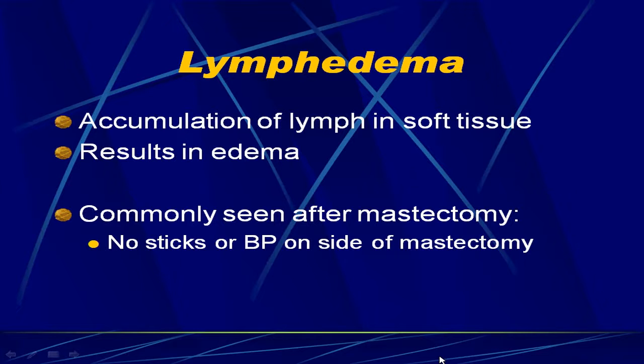Which brings us to the point of no sticks or BPs on the side of a mastectomy. If we don't practice aseptic technique and we try to start an IV on a patient on the side that a patient has had a mastectomy, then we increase their risk of infection because they don't have the lymphatic system functioning on that side of the body to adequately remove or kill those bacteria.